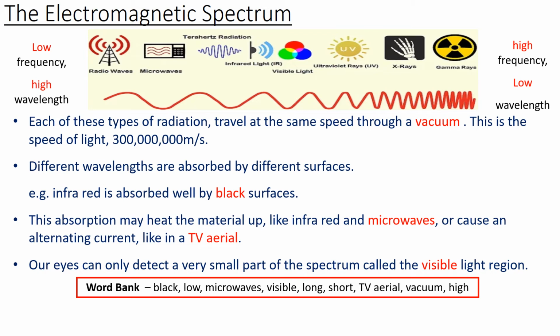E.g., if you think right back to the physics when you started it in year 9, the black surfaces are much better at absorbing infrared radiation. The absorption may heat up the material, okay, because like microwaves will cause alternating current, like in a TV aerial. Our eyes can only detect a very small part of the electromagnetic spectrum called the visible light spectrum.